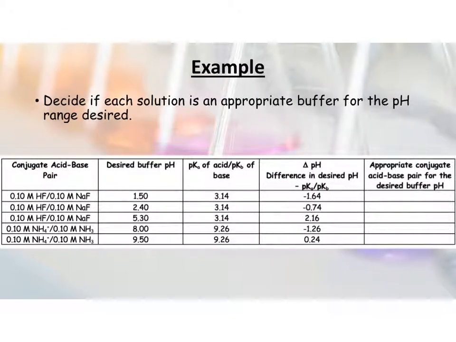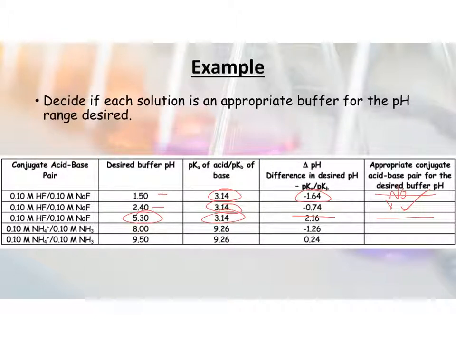Okie dokie, so here we're going to look at this data table and decide if each solution is an appropriate buffer for the pH range desired. Okay, so we desire a pH of 1.5 on our buffer. This is our pKa. This is the difference. So no, this is not going to work out. All right, this one we desire a pH of 2.4 and the pKa is 3.14. So that's a 0.74 difference. So yes, this will work. This is good. Okay, the next one we want 5.3, 3.14, way too far away. So definitely not going to work.